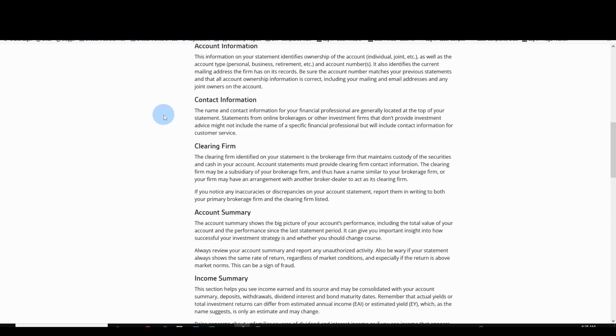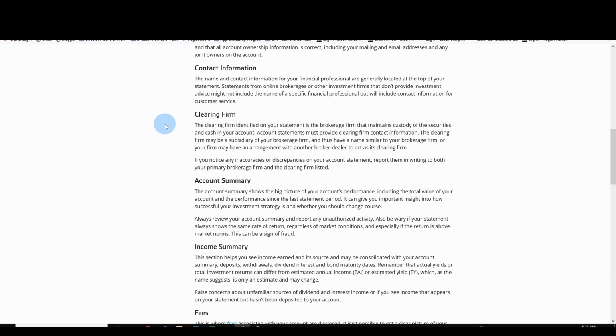Contact information. The name and contact information for your financial professional are generally located at the top of your statement. Statements from online brokerages or other investment firms that don't provide investment advice might not include the name of a specific financial professional, but will include contact information for customer service.